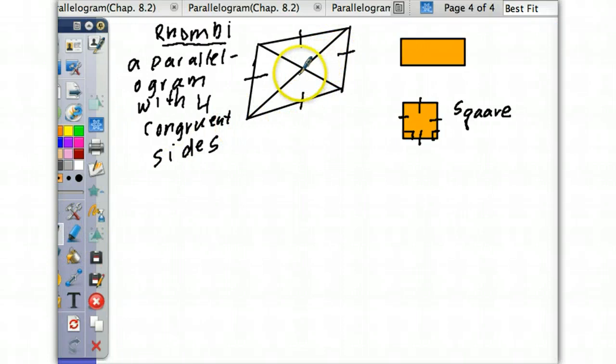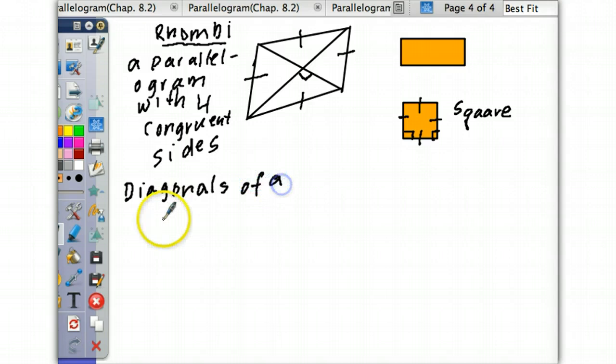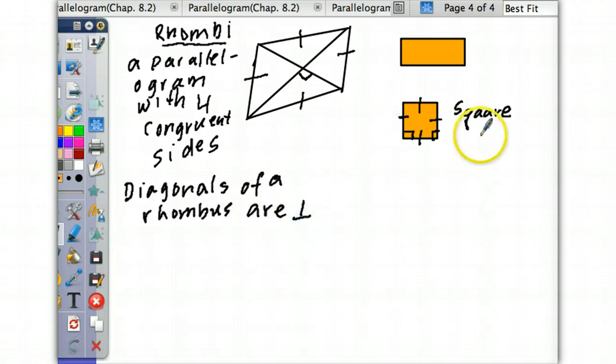So I'll give you a property concerning that. The diagonals of a rhombus or square are perpendicular, and I'll abbreviate like that. Now I notice you're not taking any notes. That would be the same for the square. If you drew diagonals for the square, they would be perpendicular as well. So that's just picking up a little bit extra.